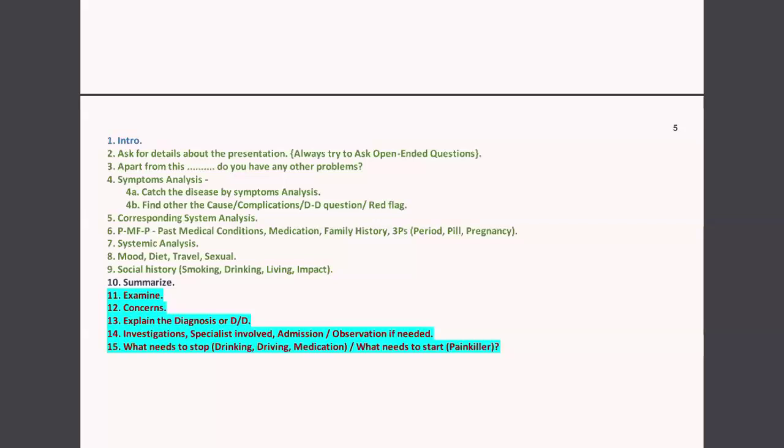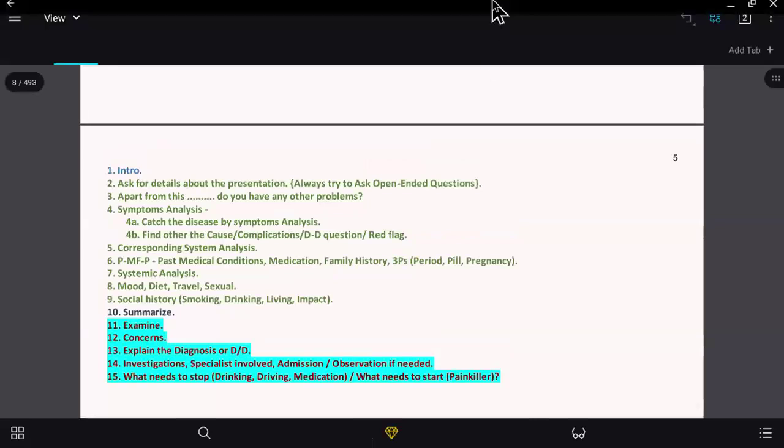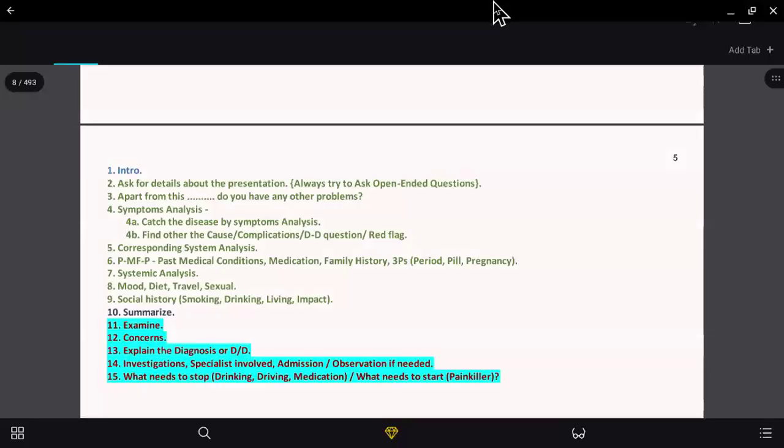So you need to stop that medication and explain the patient that this medication is directly related to the symptoms, and I advise you to stop this medication. And what you need to start sometime for pain, if the patient is on pain, so you need to start the painkillers. So this is a structured way to perform a clinical consultation station.